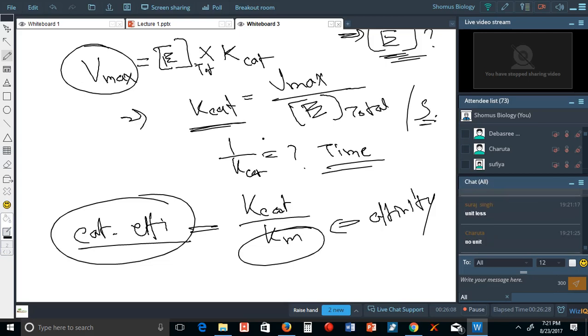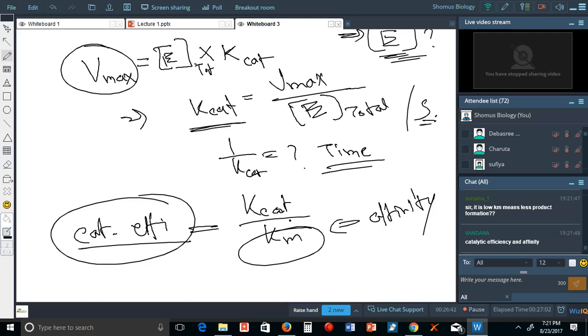Which part you want me to explain? Last part means which part? Catalytic efficiency and affinity.